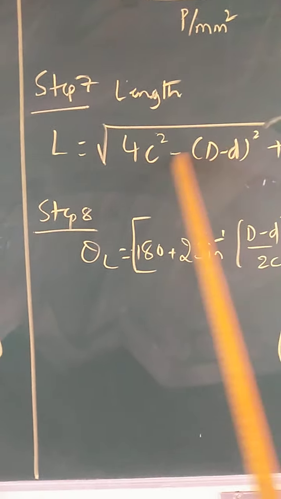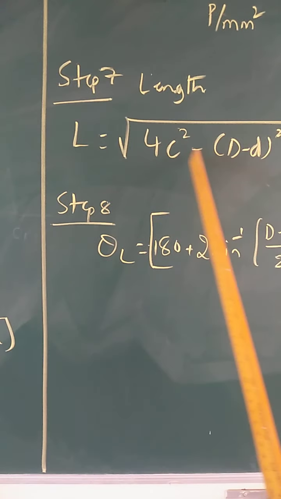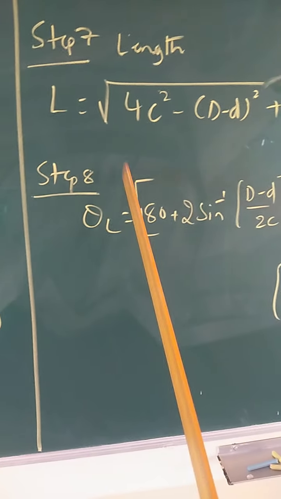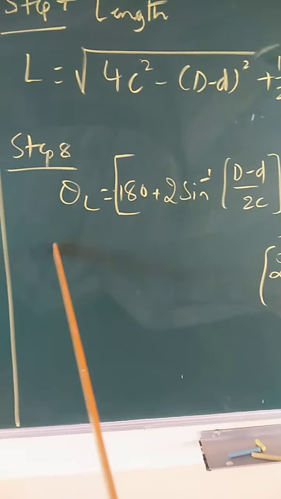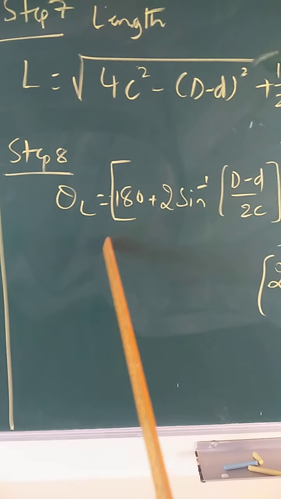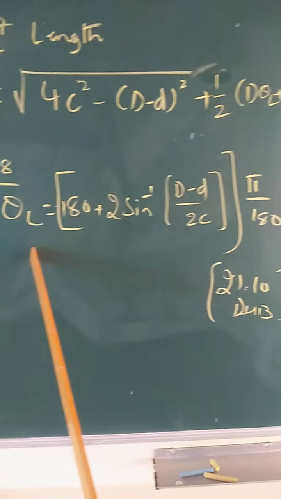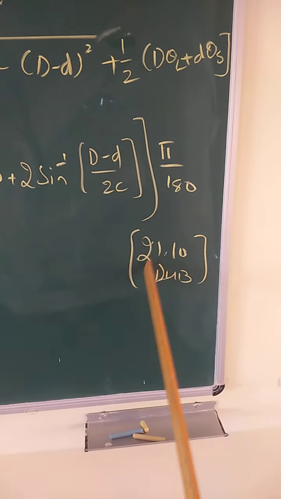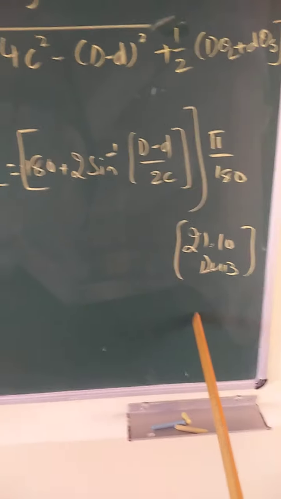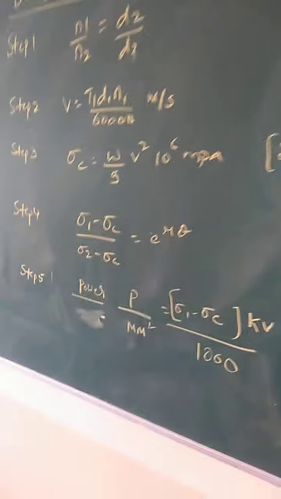Based on the D value and C value, if you know the center distance, you can find out the complete length. Step number 8 goes to the theta value, how to find out the theta value. There is a formula for this that is available in 21.10 of the data handbook. So this is all about the different formulas which you are going to use in the design procedure.